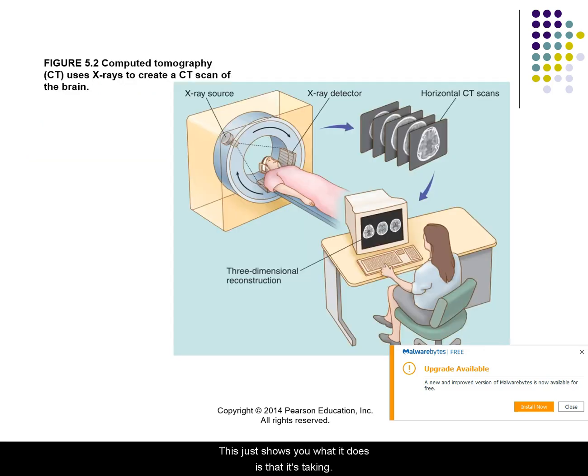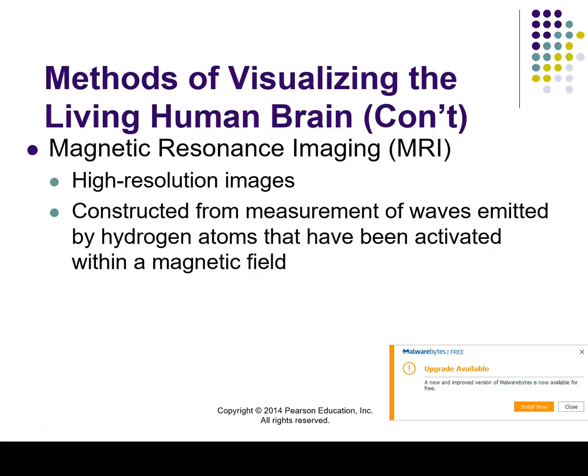Here's what it does: it uses x-rays to create a CT scan of the brain. So you can see those horizontal CT scans. It's taking one picture after the other, and then it kind of fits them together into a three-dimensional construction. So the computer is taking a two-dimensional photograph, and then over a period of time with many of these scans, it puts them together into a three-dimensional picture.